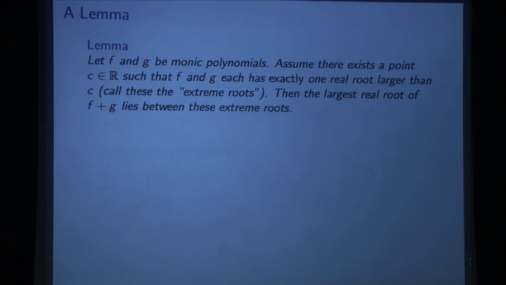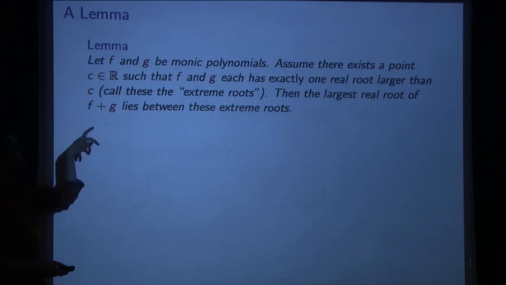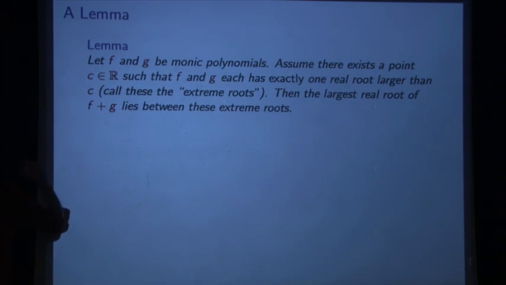And here's a lemma. It'll be sort of the main lemma. Let f and g be monic polynomials. And let's assume there exists a point C, which I'm going to call the anchor, such that f and g each has exactly one real root larger than C. I'm going to call these roots the extreme roots. Then I claim that the largest real root of f plus g lies between these extreme roots.